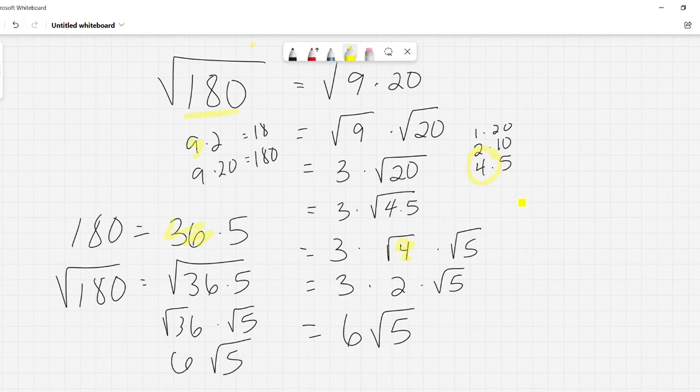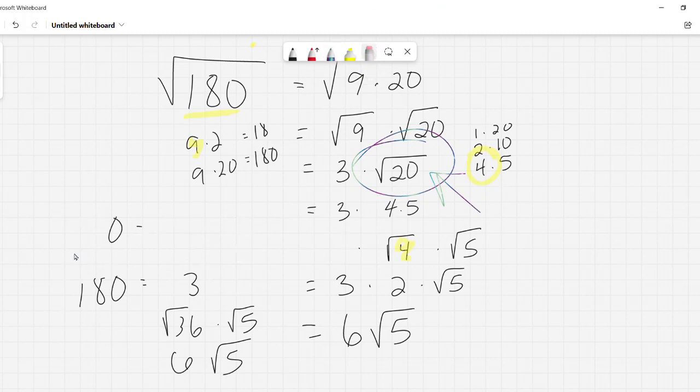And again, even if you don't get the biggest perfect square, in this case 36, on the first pass, it's okay. Just always double check. Like you see over here, when you get to that 20, double check and make sure there's no more perfect squares in there. So, okay, that's the one method.